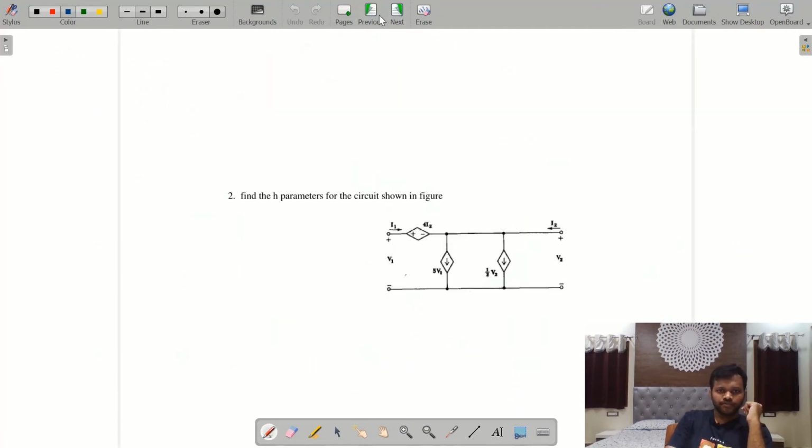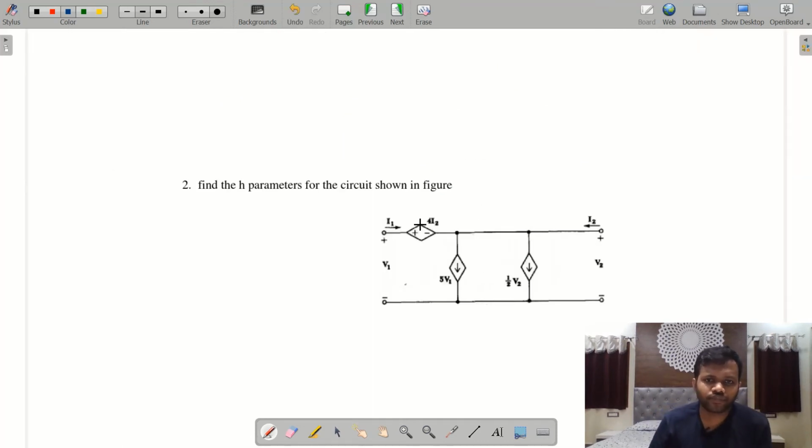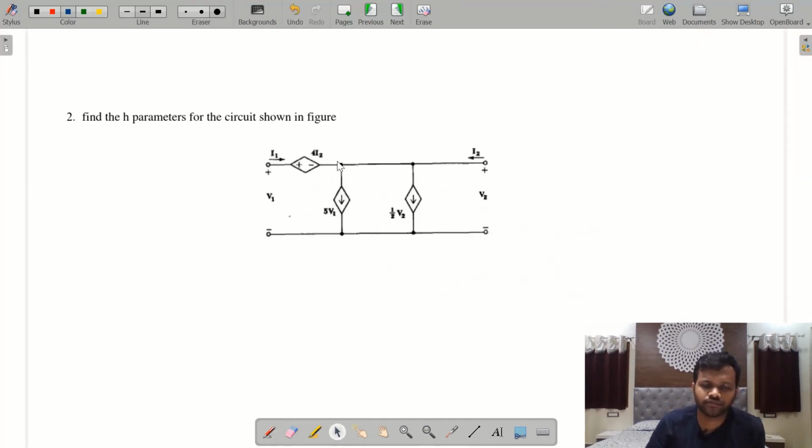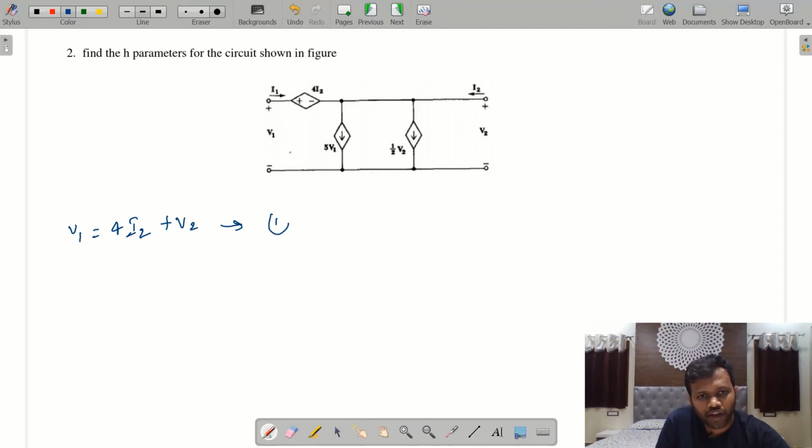Okay, so see here the second problem. They had given a network and they were asking to find out the h parameters for the given network. So we are going to apply KVL in the outer loop. What can we write? V1 equal to 4I2 plus V2. Okay, this is my equation 1, right?